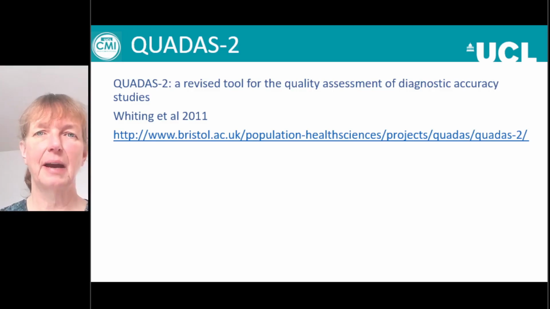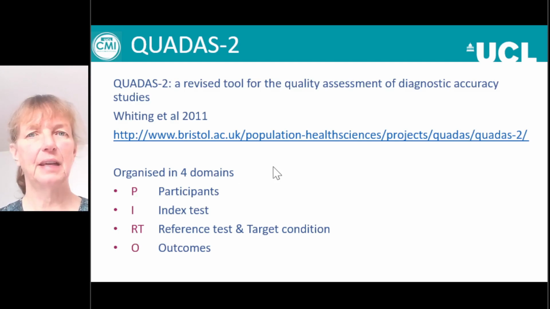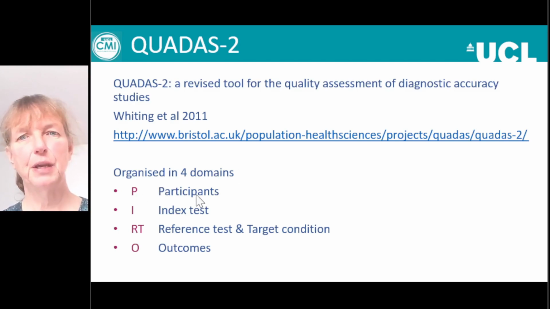The risk of bias tool for diagnostic test accuracy is QUADAS-2. It's currently being updated, and you can access it on this web link. Again, it's organised in these four domains: P for participants, I for index tests, R and T for reference tests and target conditions, and O for the outcomes.